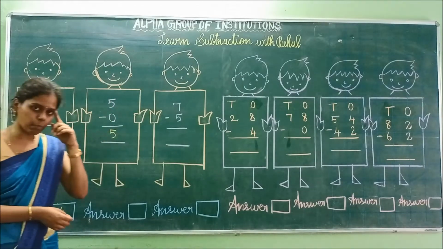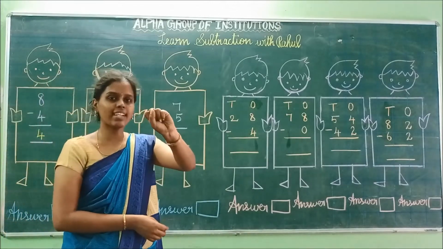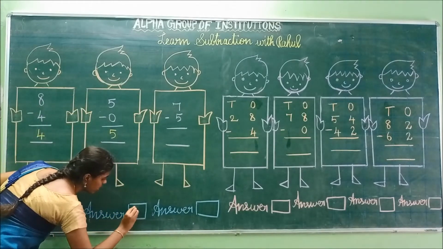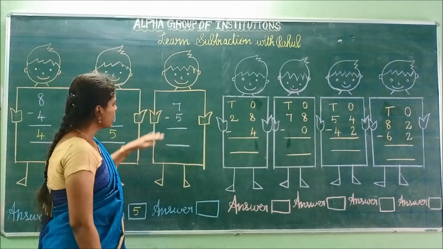So 5 in the mind, take 0 in the finger. We can't do anything with 0. So the answer is 5. So we are going to write our final answer here. Then see the next sum.